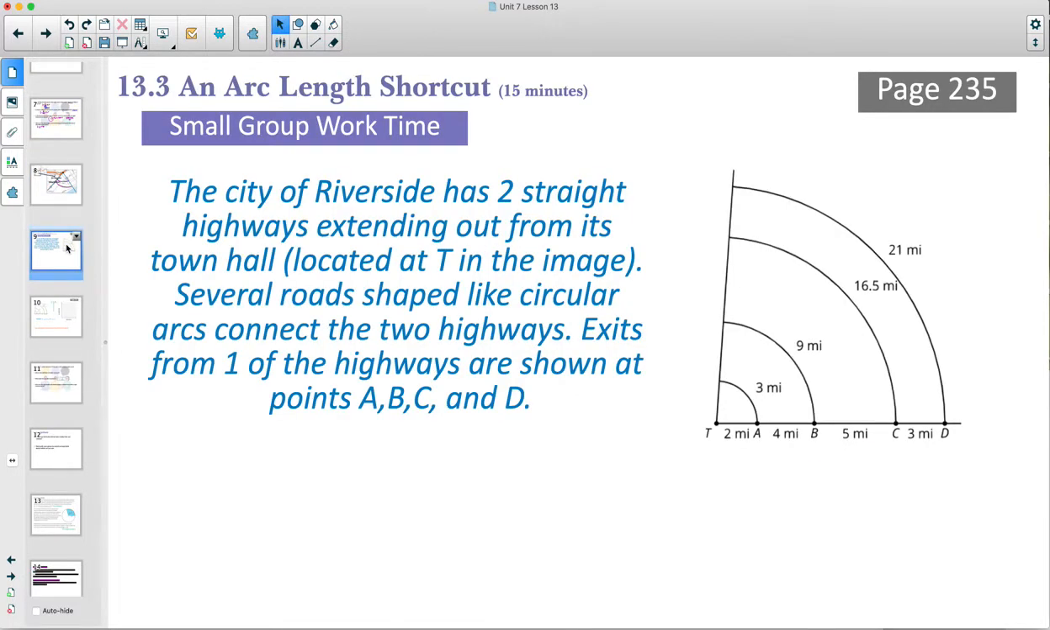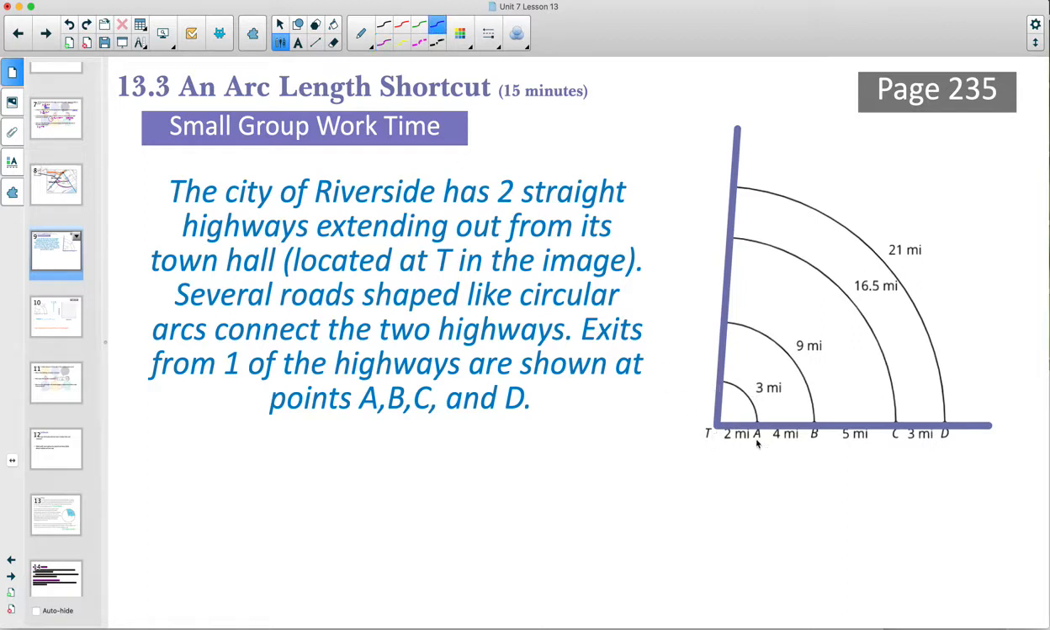All right, so then let's take a look at page 235, and we have a very simplified version of a map here of the city of Riverside. And Riverside has these 2 highways that are connected, connecting to the town hall at point T. So here's the first highway, here's the second highway. And they have all these exits and these curved roads that connect those 2 highways. And our goal here is looking at the radius, how far the road is from Town Hall, and then how long the road is. So they give you both of those measures.